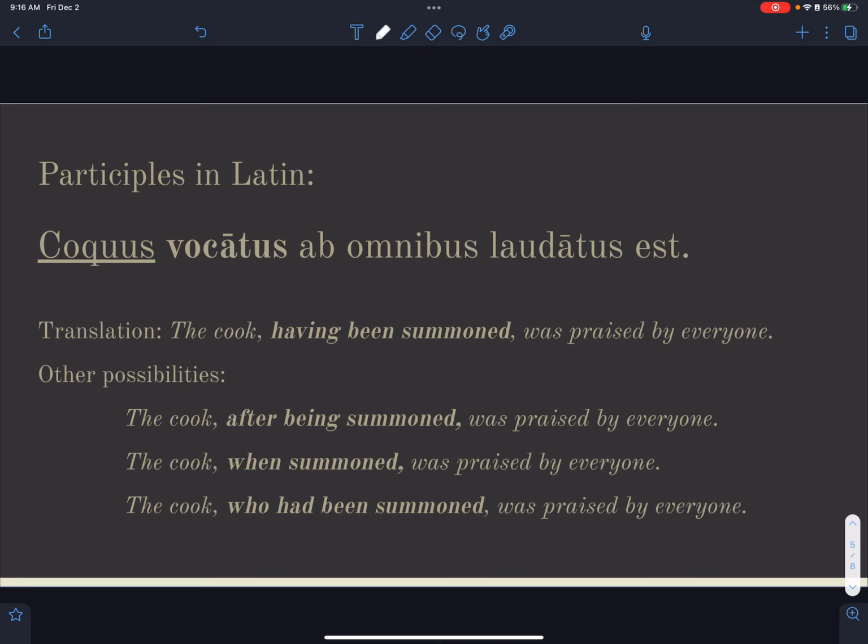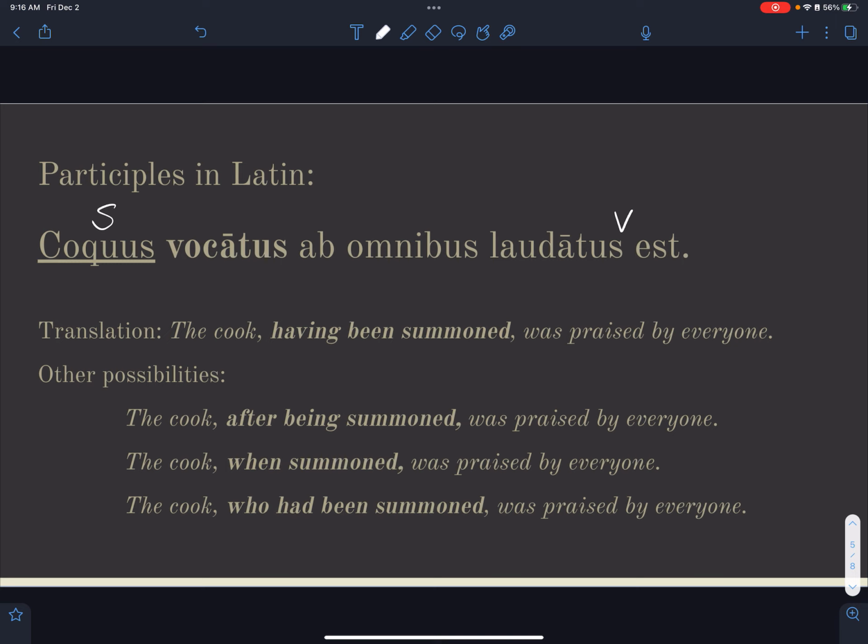Okay. So what's my subject here? Just shout it out. The cook. All right, so coquus is my subject. Now, let's mark up the rest of this just for the sake of it. What's my main verb? Laudatus est is my main verb, right? Think of it this way: I can't say the cook summoned, right? You're waiting for me to say more. That doesn't sound like a main clause. But if I were to say the cook was praised, that's a main sentence. So that would be our main verb.